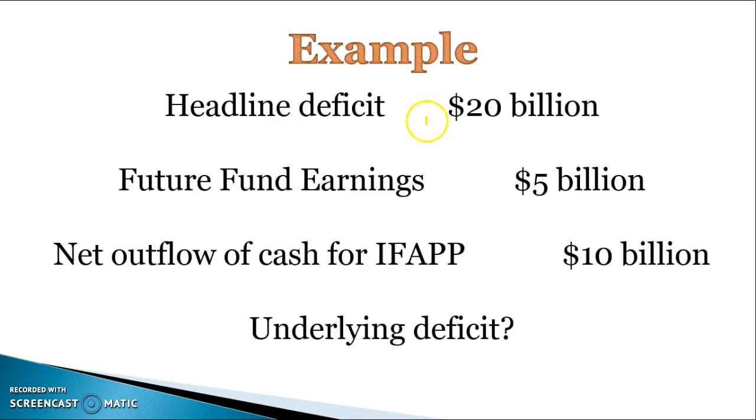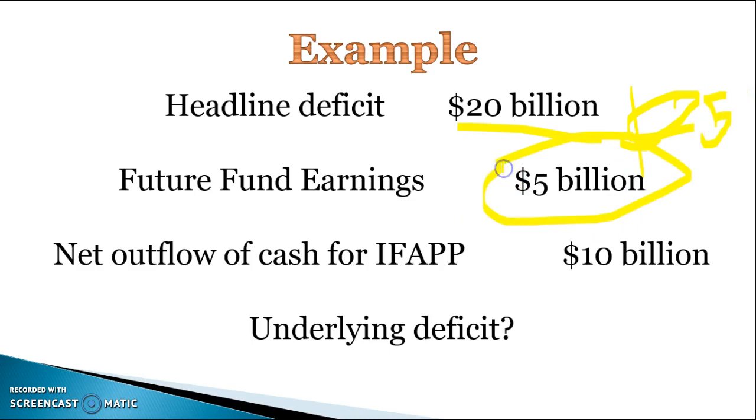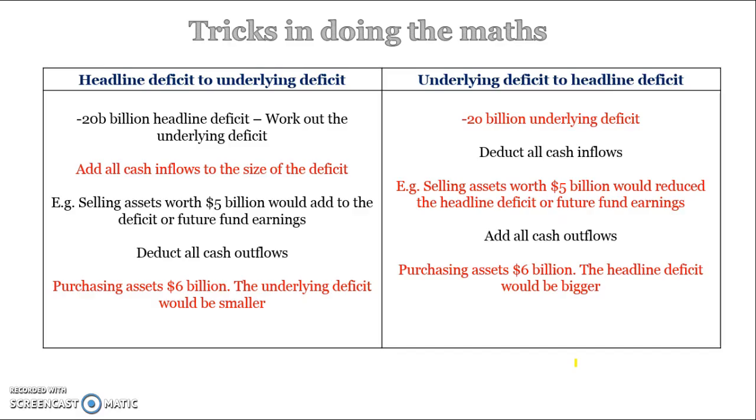So if you look at these figures, you've got a headline deficit of $20 billion. If you've got future fund earnings of $5 billion, that would mean that if that was the only one-off transaction, our underlying deficit would be $25 billion because it wouldn't include this revenue. But we've also got outflows of $10 billion that didn't get included in the underlying deficit, which would reduce your underlying deficit to $15 billion. Doesn't include one-off cash flows.